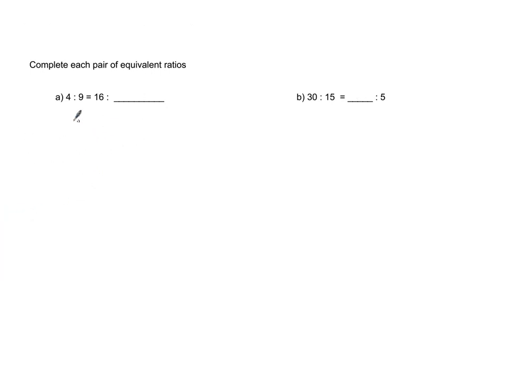So, when I'm answering a question like this, I tend to write them above each other because it helps me see it. And then I try and find a relationship between the pairs of numbers. So what would I multiply 4 by to get 16? Well, I'd multiply it by 4. If I multiply this side of a ratio by 4, I have to multiply that side of a ratio by 4 to find an equivalent ratio. So 4 times 4 is 16, 9 times 4 is 36. Doing the same thing over here.